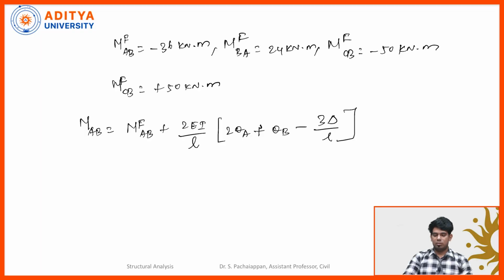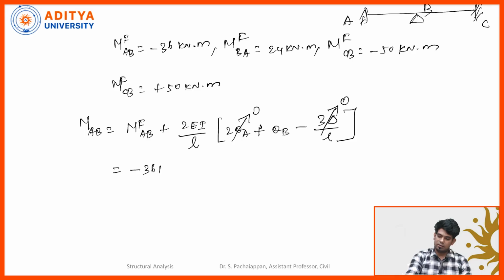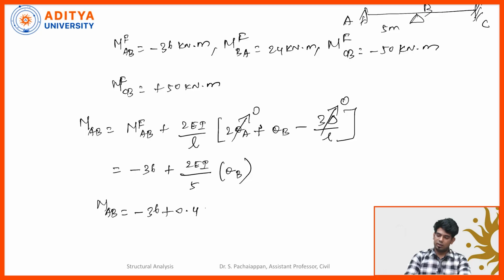Okay. So you know the problem is like this. We have a fixed support A and fixed support at C, and the intermediate support is B. So at A and C, the slope is 0. So slope at A is 0, thus directly I can put this value as 0, and in this problem the support settlement is not given, so therefore the 3 del by L also is 0. Then I am going to substitute the value of MFAB, which is minus 36 kilonewton meter. So minus 36 kilonewton meter plus, here we have 2 EI by L, where L is 5 meters, multiplied by, we only have the theta B. Okay, let's simplify this equation further. MAB equal to minus 36 plus 0.4 times EI into theta B. Let's consider this equation as the first equation.